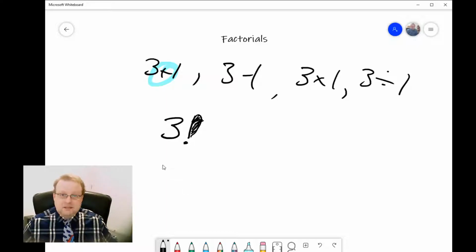What it means is that we are multiplying first by 3, then by 1 less than 3, then by 2 less than 3, and so forth until we get down to 1. So 3 factorial is 3 times 2 times 1, which is 6.